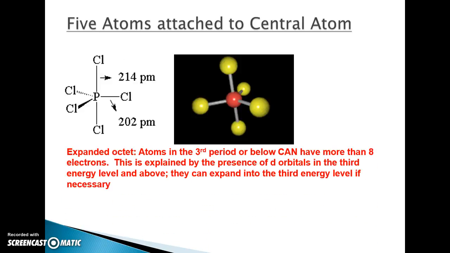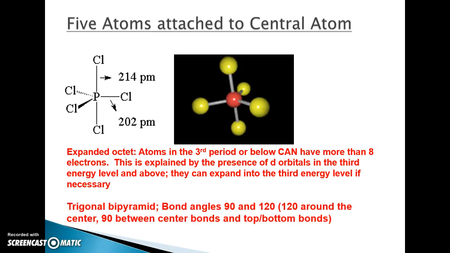Now, we have something called an expanded octet that can occur. Okay, you see phosphorus here has 5 bonds, and that seems weird because we've talked about the octet rule. Atoms in the 3rd period or below, however, can have more than 8 electrons. We can explain this by the presence of d orbitals in the 3rd energy level, so atoms can expand into the d orbitals of the 3rd energy level if necessary.